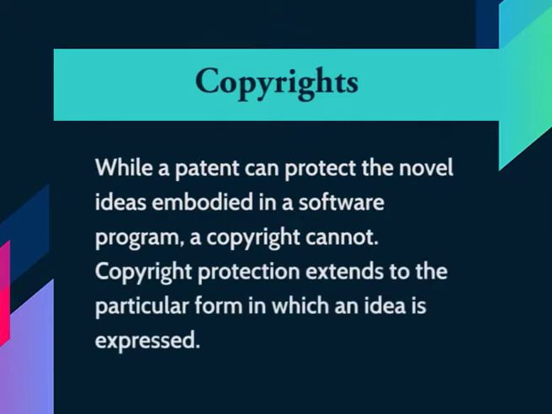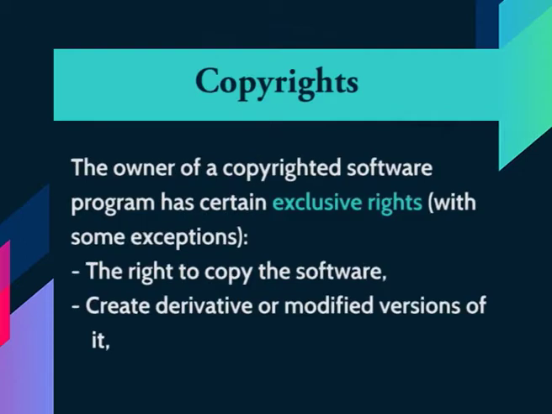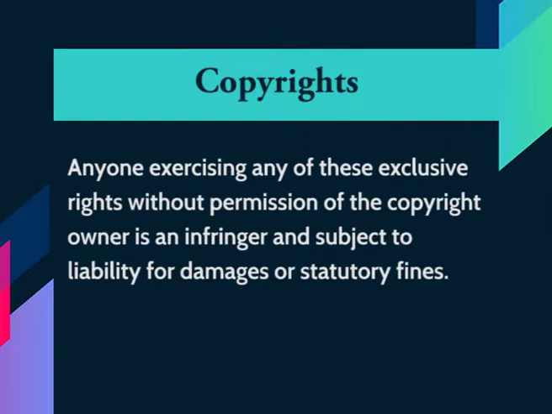Copyright protection extends to the particular form in which an idea is expressed. In the case of software, copyright law would protect the source and object code as well as certain unique original elements of the user interface. The owner of a copyrighted software program has certain exclusive rights with some exceptions: the right to copy software, create derivative or modified versions of it, and distribute copies to the public by license, sale or otherwise. Anyone exercising any of these exclusive rights without permission of the copyright owner is an infringer and subject to liability for damages or statutory fines.